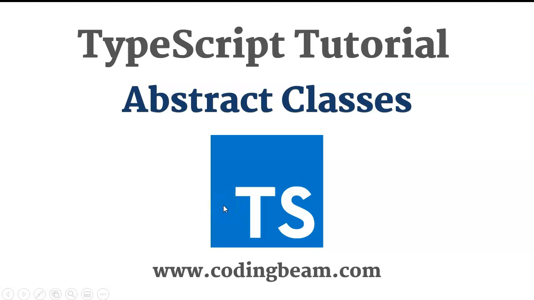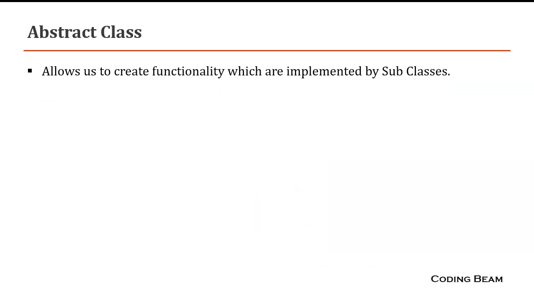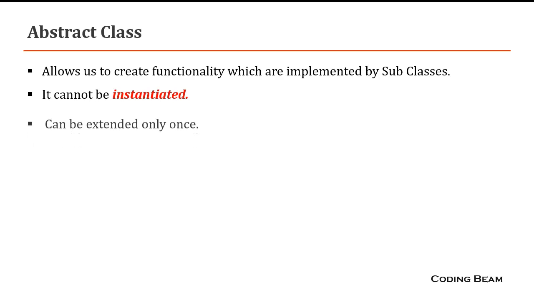So in this video we will learn about the abstract class in TypeScript. So what is an abstract class? It allows us to create functionality that the subclasses can implement or override, and they are classes in which we cannot create an instance, so it cannot be instantiated, and a class can extend an abstract class only once.